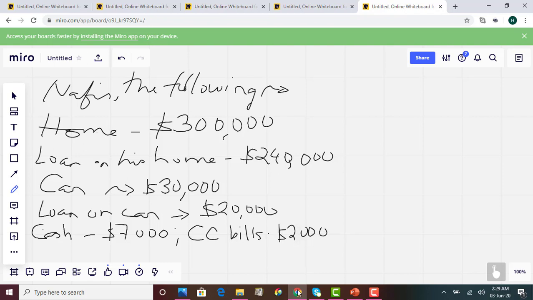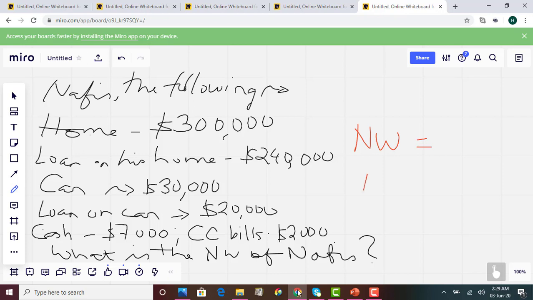Okay, now given this information, what is the net worth of Nafis? That's a question. I can give you this information and then I can ask you to calculate the net worth of Nafis. Okay, or whatever example I give. So again, based on the slide, we know that net worth is given by assets minus liabilities, right? So given these statements, let's first try to calculate the total assets and then calculate the total liabilities, then we try to compute the net worth.